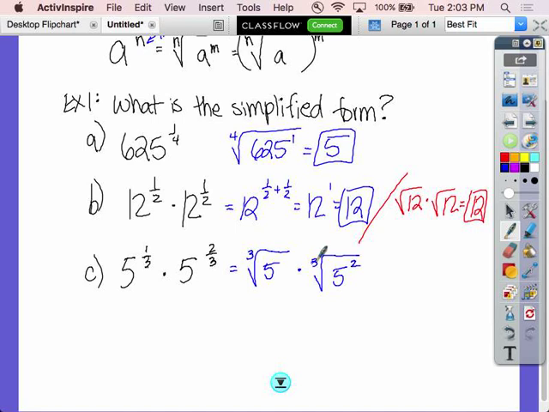Yeah, this is a 3, this is a 2. All right, and so we end up with the cube root of 5 times 5 squared, which is the cube root of 125. 5 squared is 25, or you could look at it as 5 to the third. And so what's the cube root of 125? 5.